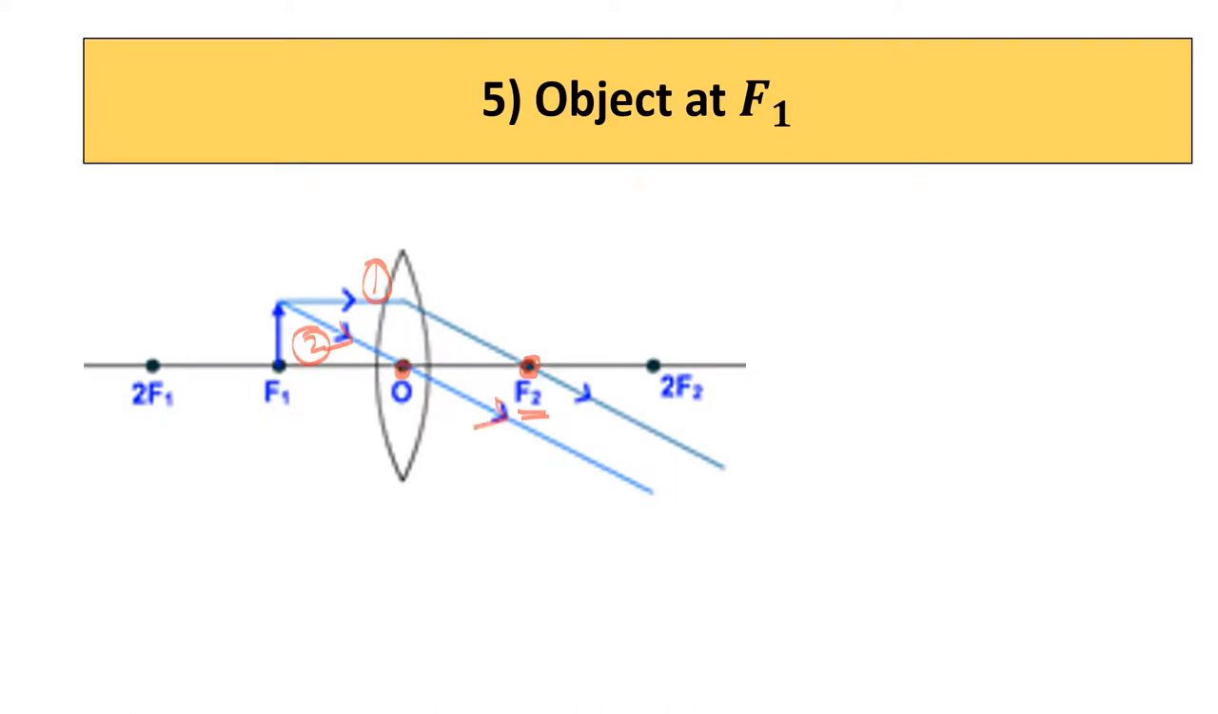goes undeviated. These two refracted rays are parallel to each other and are not converging at a finite distance. The image will be at infinity on the principal axis. The image is at infinity means it is at a very far distance on the other side of the lens. It is real, inverted, and highly magnified.